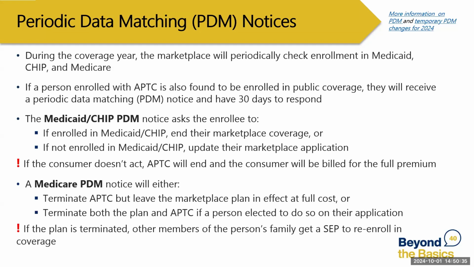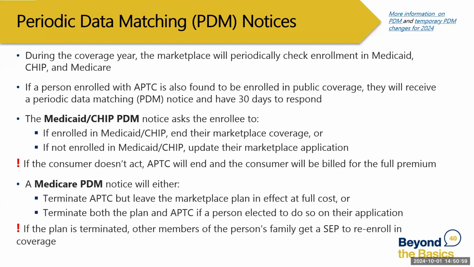For Medicaid or CHIP, if the person is actually enrolled, then the notice asks them to end their marketplace coverage. If they're not enrolled, then they need to update their marketplace application. And if they don't act on the PDM notice, they'll lose their APTCs and they'll be billed for their full marketplace premium until they cancel their enrollment. For Medicare, the marketplace will terminate the APTC, but leave the marketplace plan in effect at full cost.